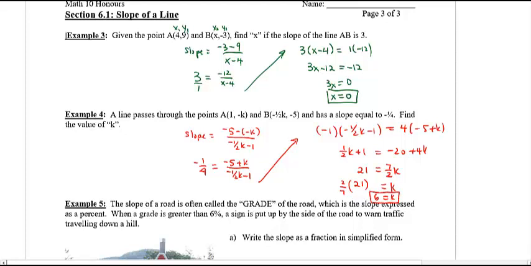If you got k equals 6, yay! If you didn't, see what you did wrong, whether it be a calculation error or a slope error, figure it out and learn from it.